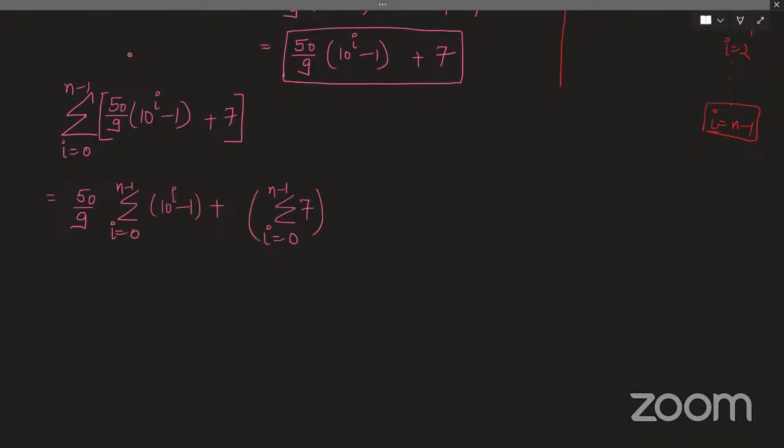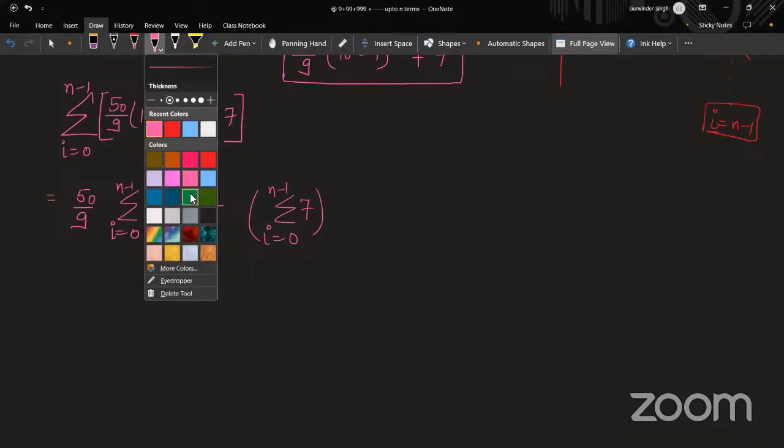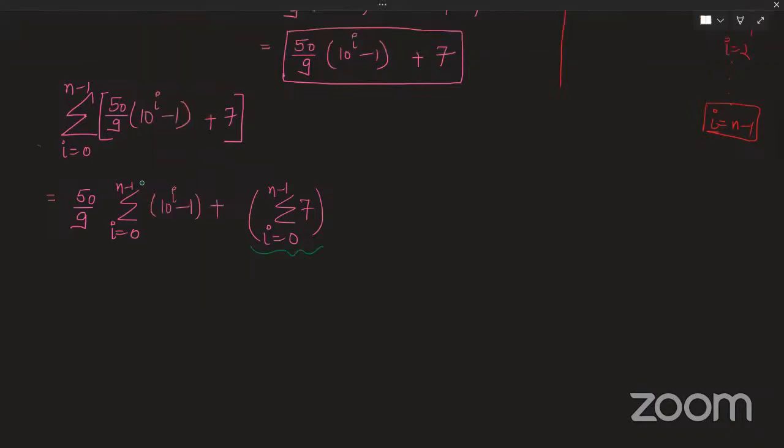So first, we will do the second sum. Can anyone tell me what will be the value of this second sum? The second sum is very easy. 6n. Where did 6 come from? 7n minus 7. Everyone thinks 7n minus 7. No, it is not 7n minus 7. Just look at it clearly.